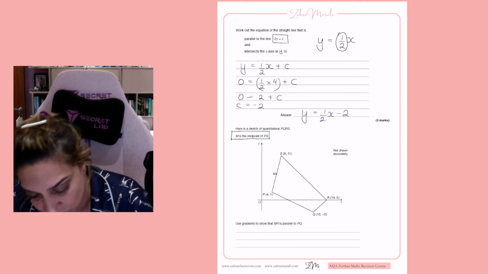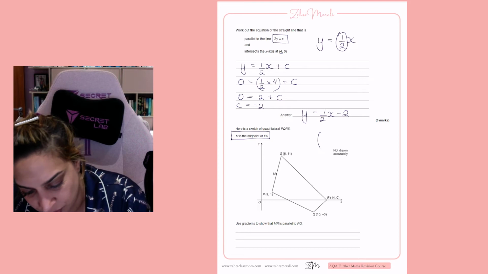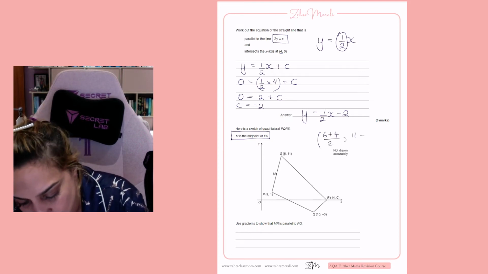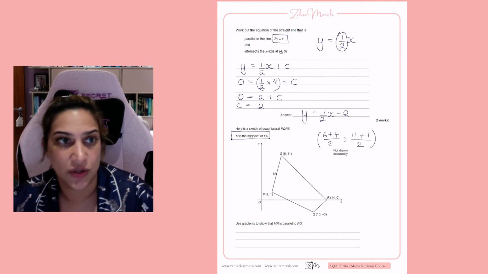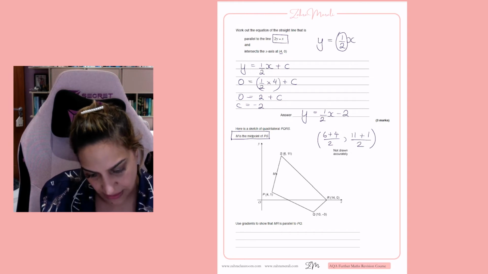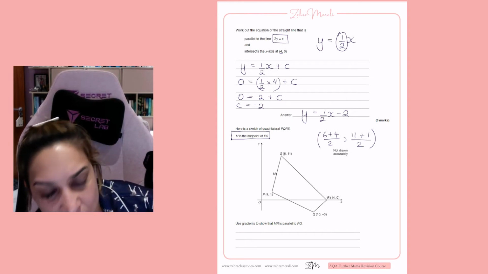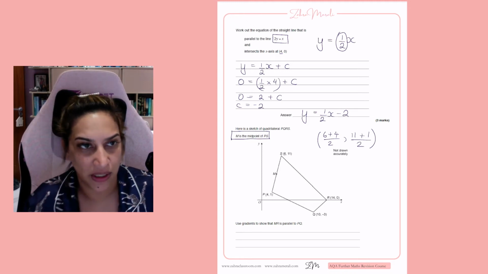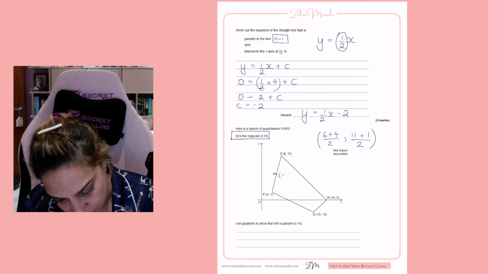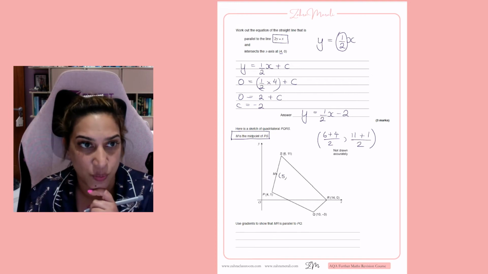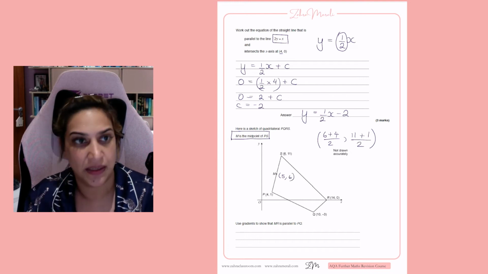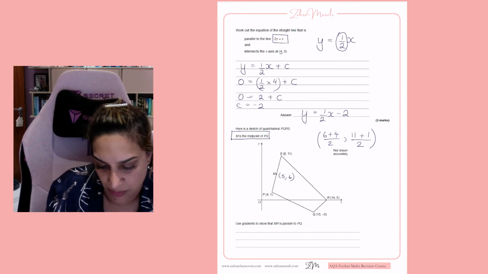We add the x coordinates, so 6 and 4, and we divide by 2. And we add the y coordinates, and we divide by 2. So when we add the x coordinates of P and S, we've got 6 plus 4, which gives us 10, divided by 2 is 5. And 11 plus 1, which is 12, divided by 2, which is 6. So we've got 5, 6 as our midpoint.